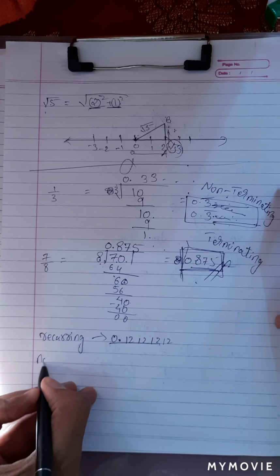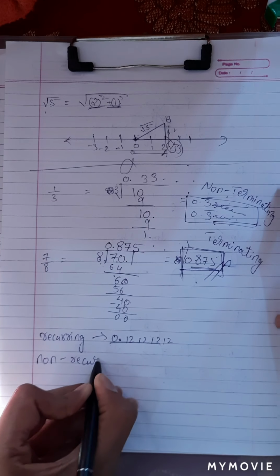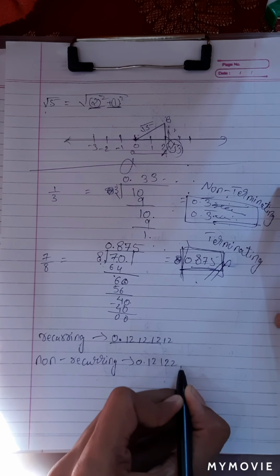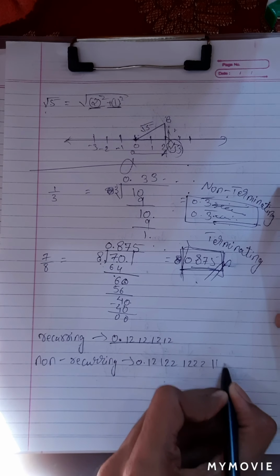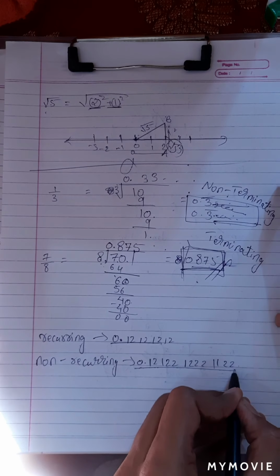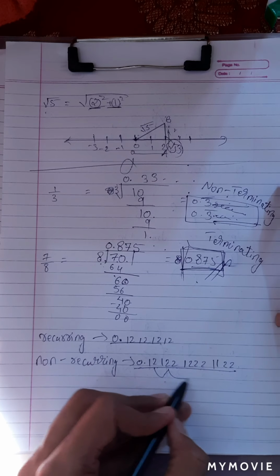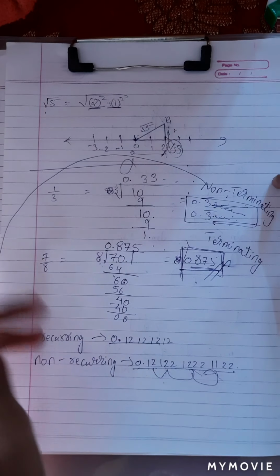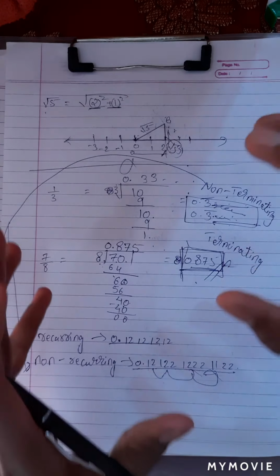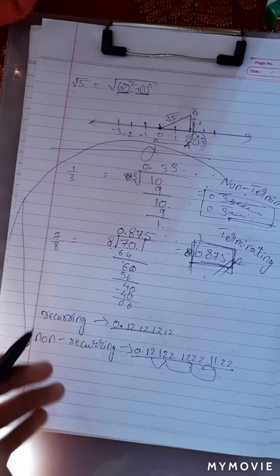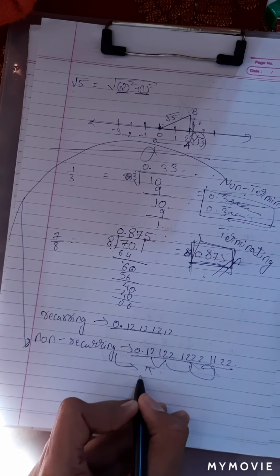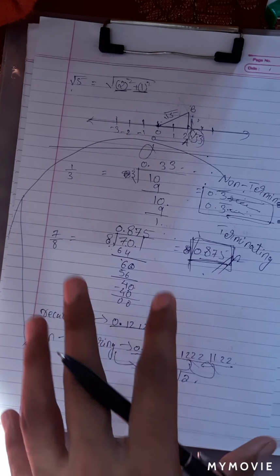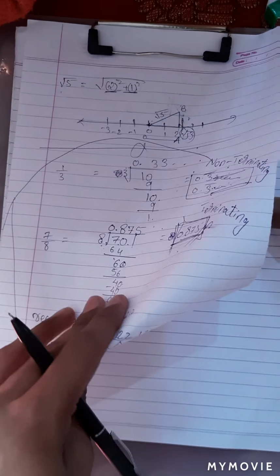And now let's take another example of non-recurring. For example, 0.12122122122. So this is a non-terminating decimal expansion, as none of the digits is repeating after a particular span of time. So commonly we will find non-terminating and non-recurring decimal expansions, and pi also comes under this category, and root 2 also comes under this category. So these are the numbers which are non-terminating and non-recurring.